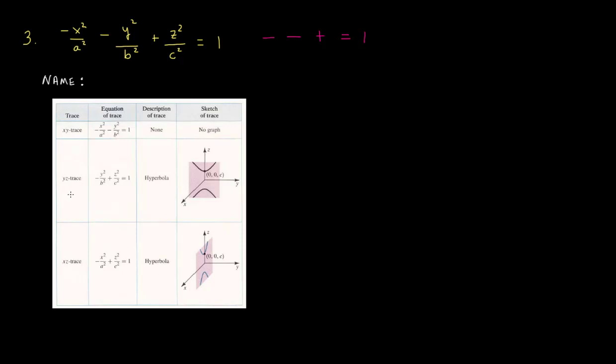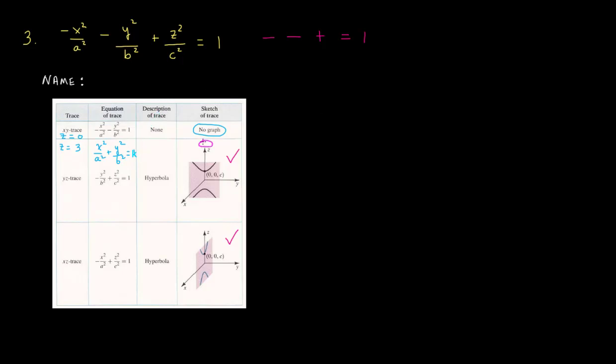In our next quadratic surface, we have now two negatives and one positive equaling 1. And our front view and our side view produces hyperbolas again. When z equals 0, we have no graph, no trace. But I'm going to add another trace here. Let's add the trace z equals 3. If I plug that into the equation, I'm going to get something along the lines of x squared over a squared plus y squared over b squared equals positive 1.